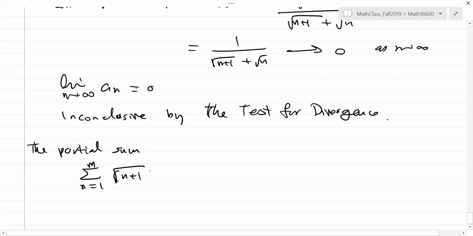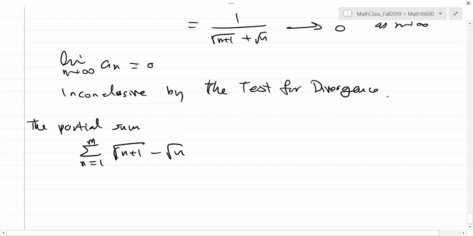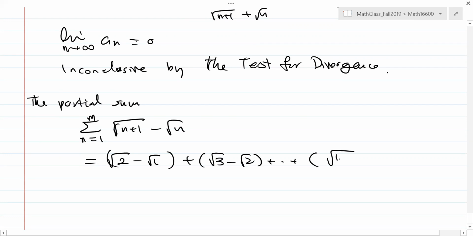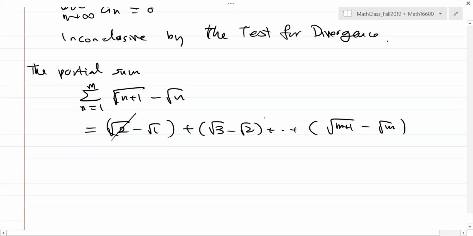N plus 1. Okay. So I'm not going to combine it, but if you write down all the details, it's going to be square root of 2 minus square root of 1, that's the first term, and square root of 3 minus square root of 2, the second term. The last term is square root of m plus 1 minus square root of m. Then you will see all the terms cancel out. I think this term will be cancelled. So finally, only 2 terms are left. And clearly, this partial sum approaches infinity as m approaches infinity.